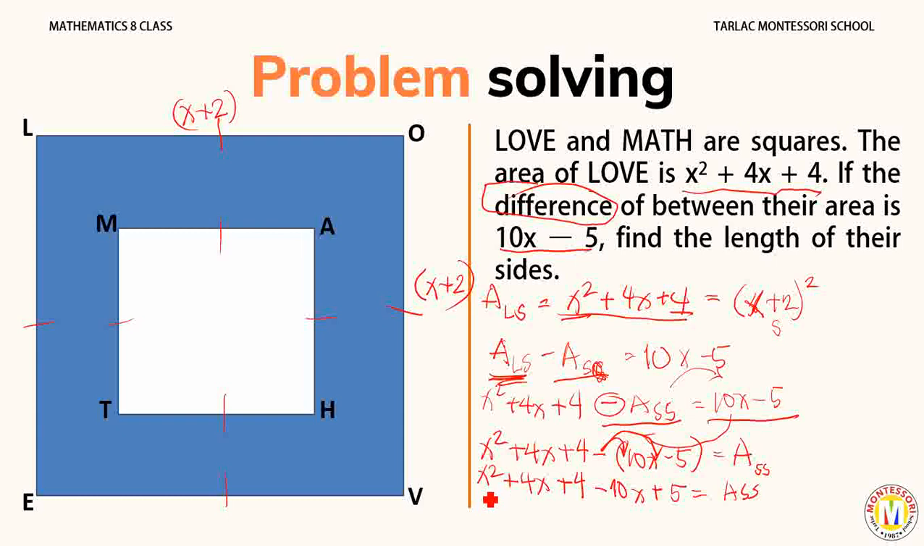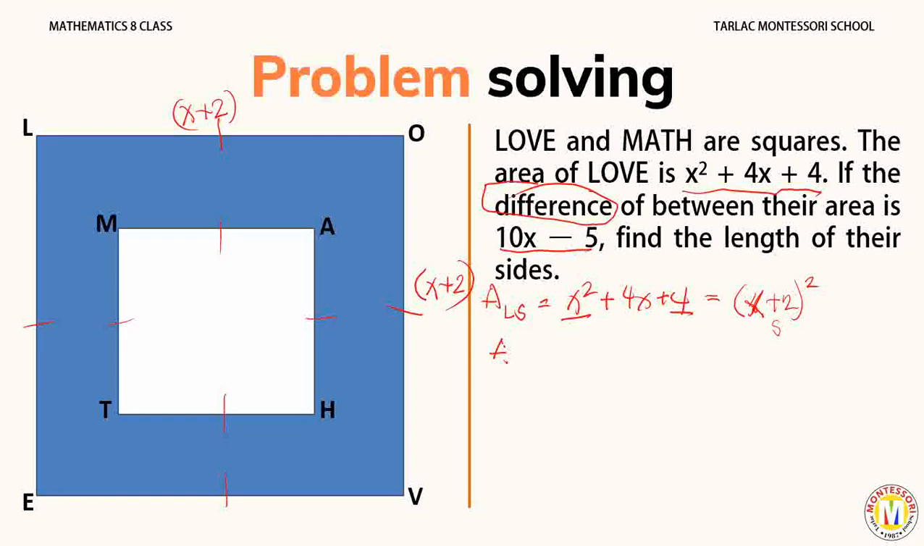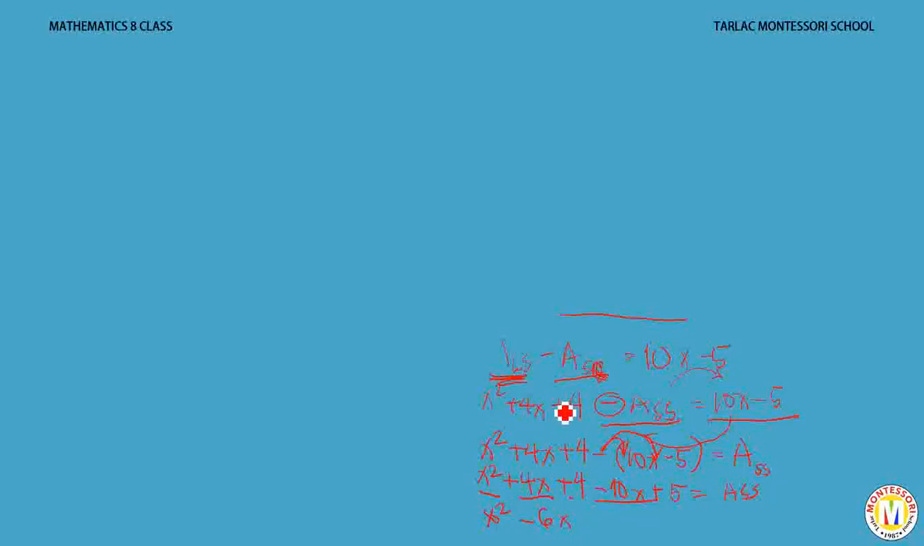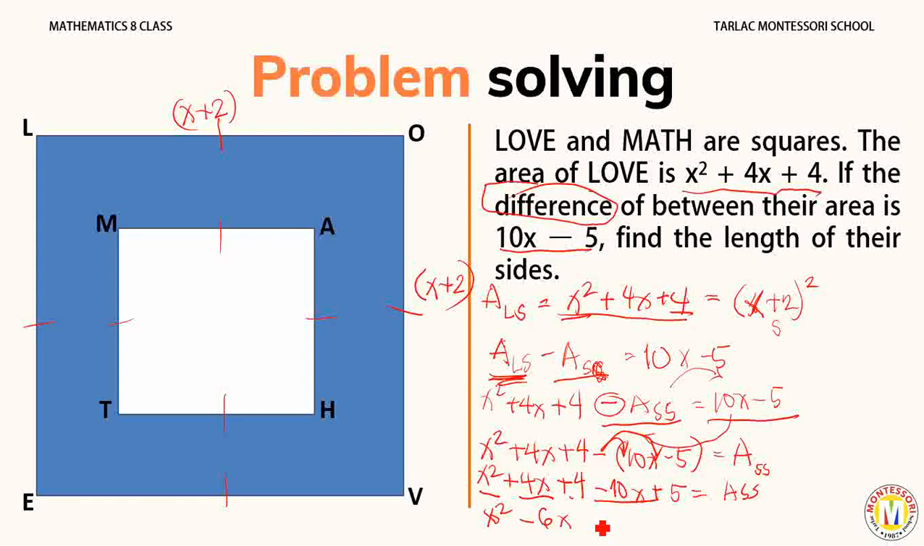Evaluating this, you have similar terms. This will be x squared. 4x and 10x are similar, so this will become negative 6x. And then 4 and 5 are also similar, so you'll have plus 9 because we combined these two terms since they are similar. That will be the area of your smaller square.